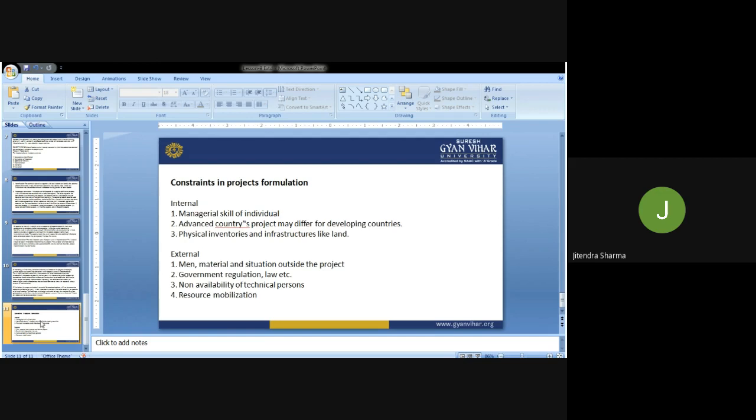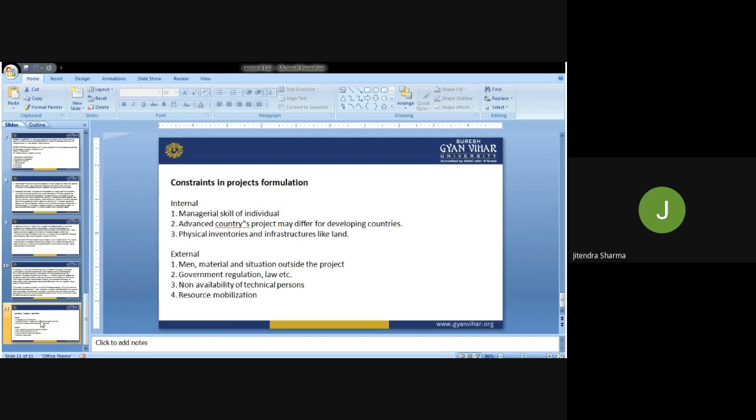Then the second phase which sometimes creates obstacles is the external side, mainly the man, material and situation outside the project, which sometimes create problems. Shortage of material, shortage of manpower, and sometimes agitation can have an impact on the project. Government regulations and laws are also very important, and if there are any changes in the law, they can become a big barrier in the implementation. The non-availability of technical persons is also a very important aspect, as is resource mobilization.